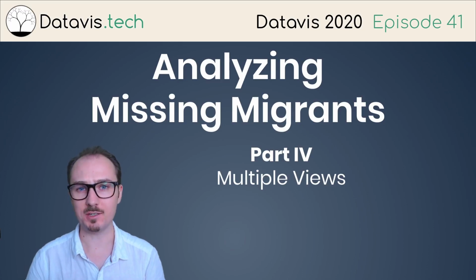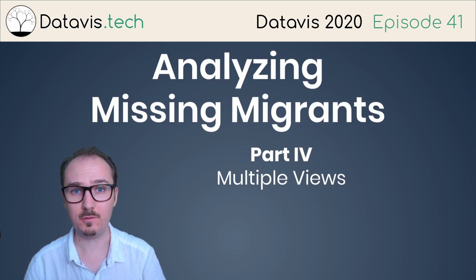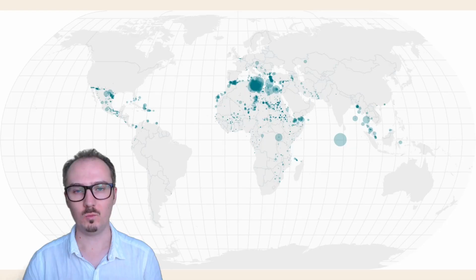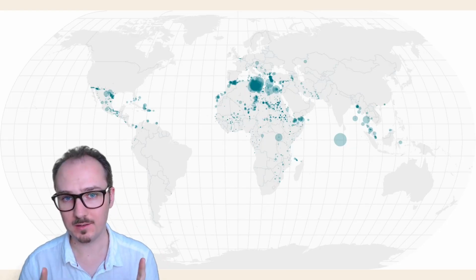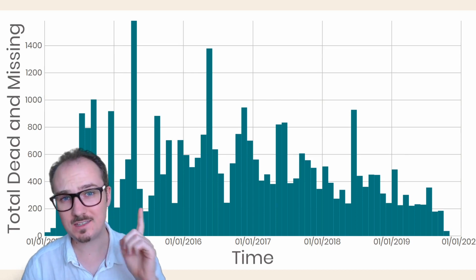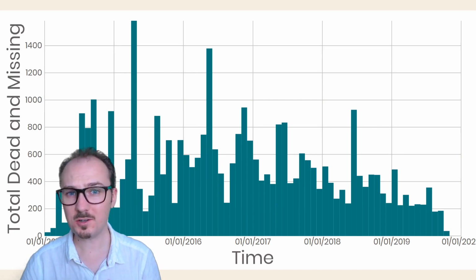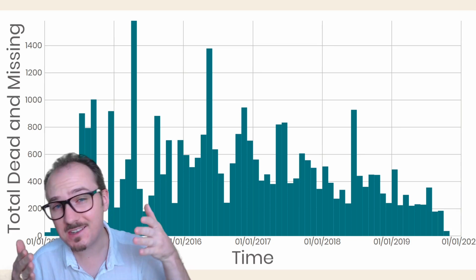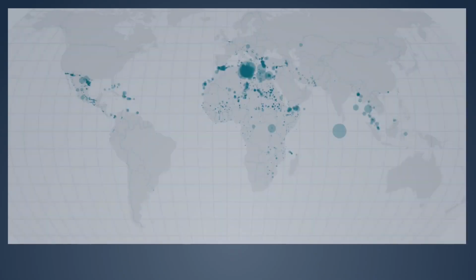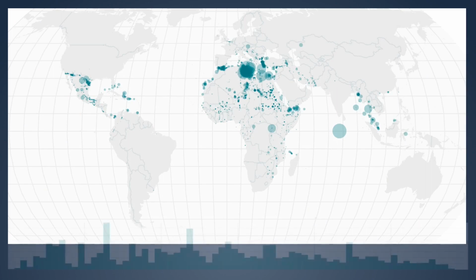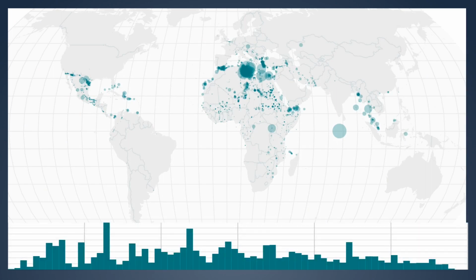Analyzing Missing Migrants Part 4, Multiple Views. We're showing the missing migrants dataset with this map and also with this date histogram. These are two different views into the same dataset. Wouldn't it be cool if we could somehow combine this map and this date histogram into a single page?